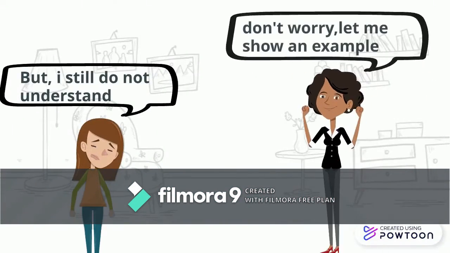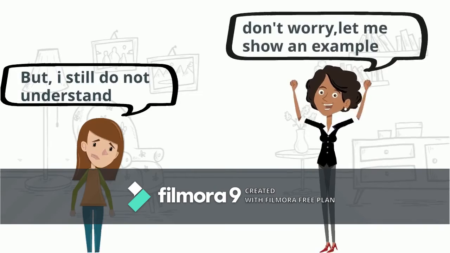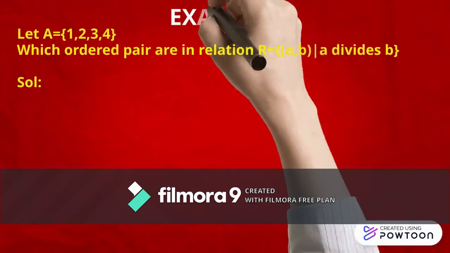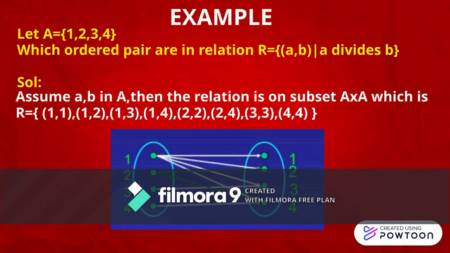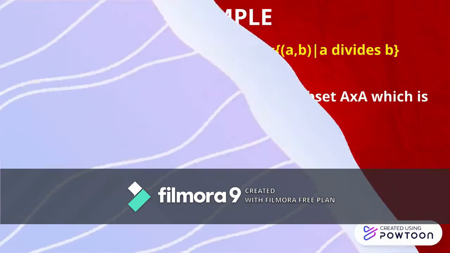But I still do not understand. Don't worry, let me show an example. For example, let A = {1, 2, 3, 4}. Which ordered pairs are in the relation R where a divides b? We assume a is in set A, so the answer for R is (1,1), (1,2), (1,3), (1,4), (2,2), (2,4), (3,3), and (4,4).